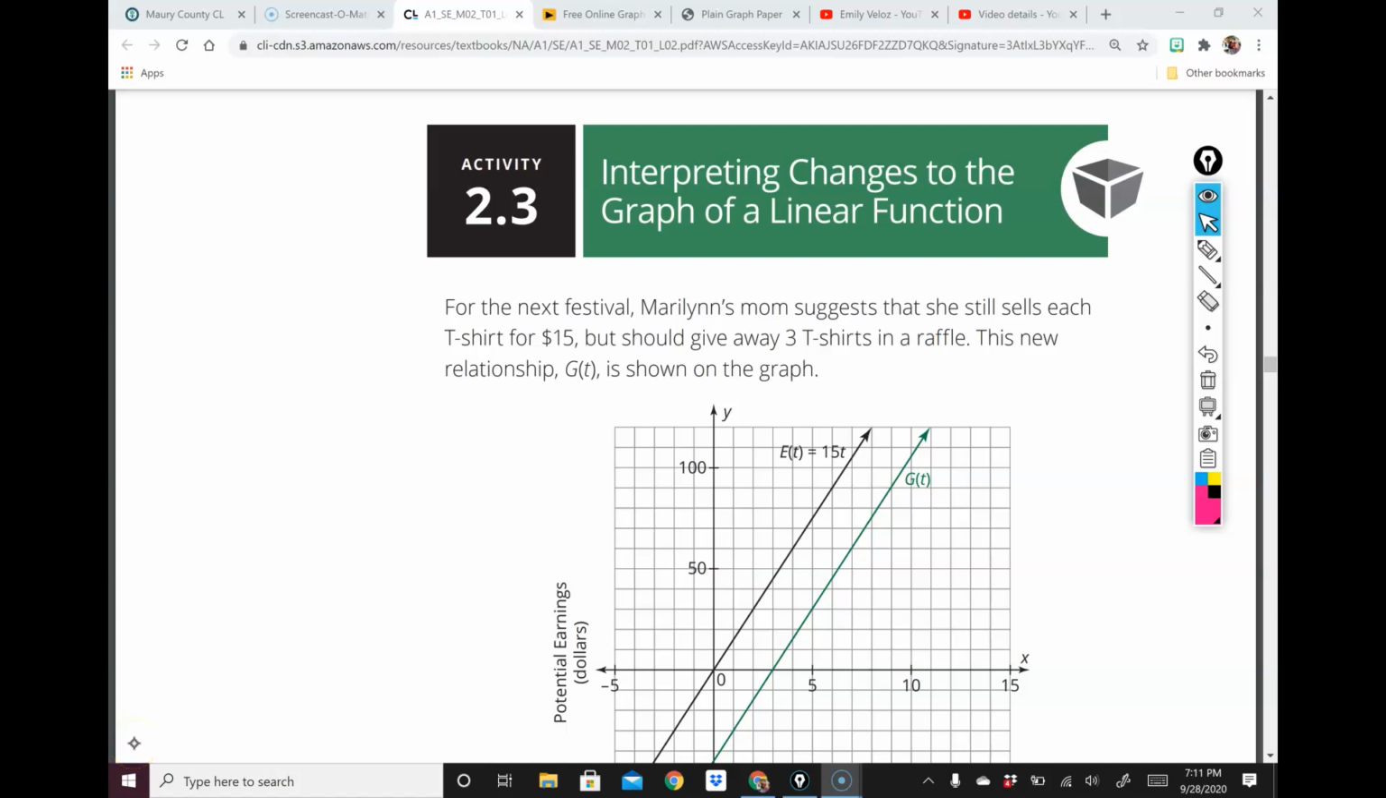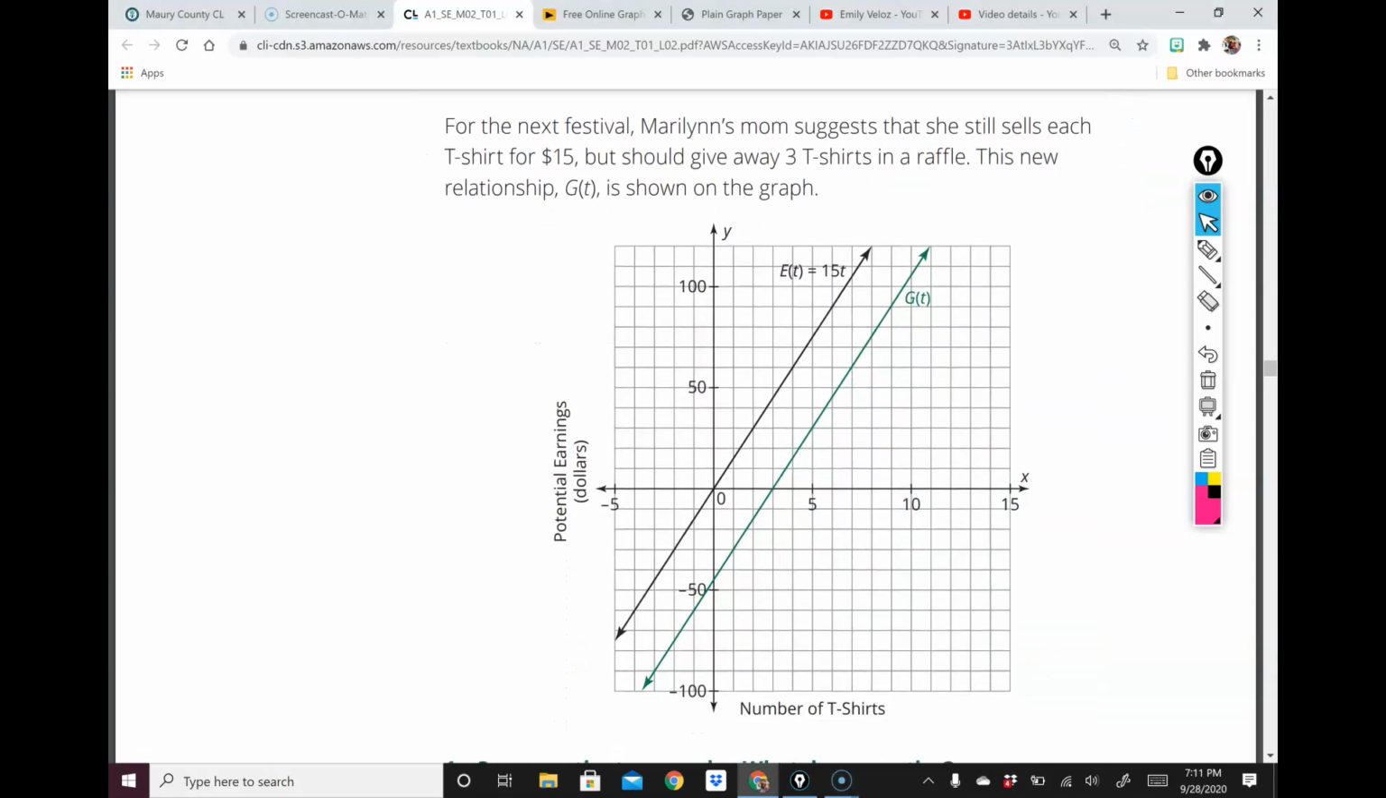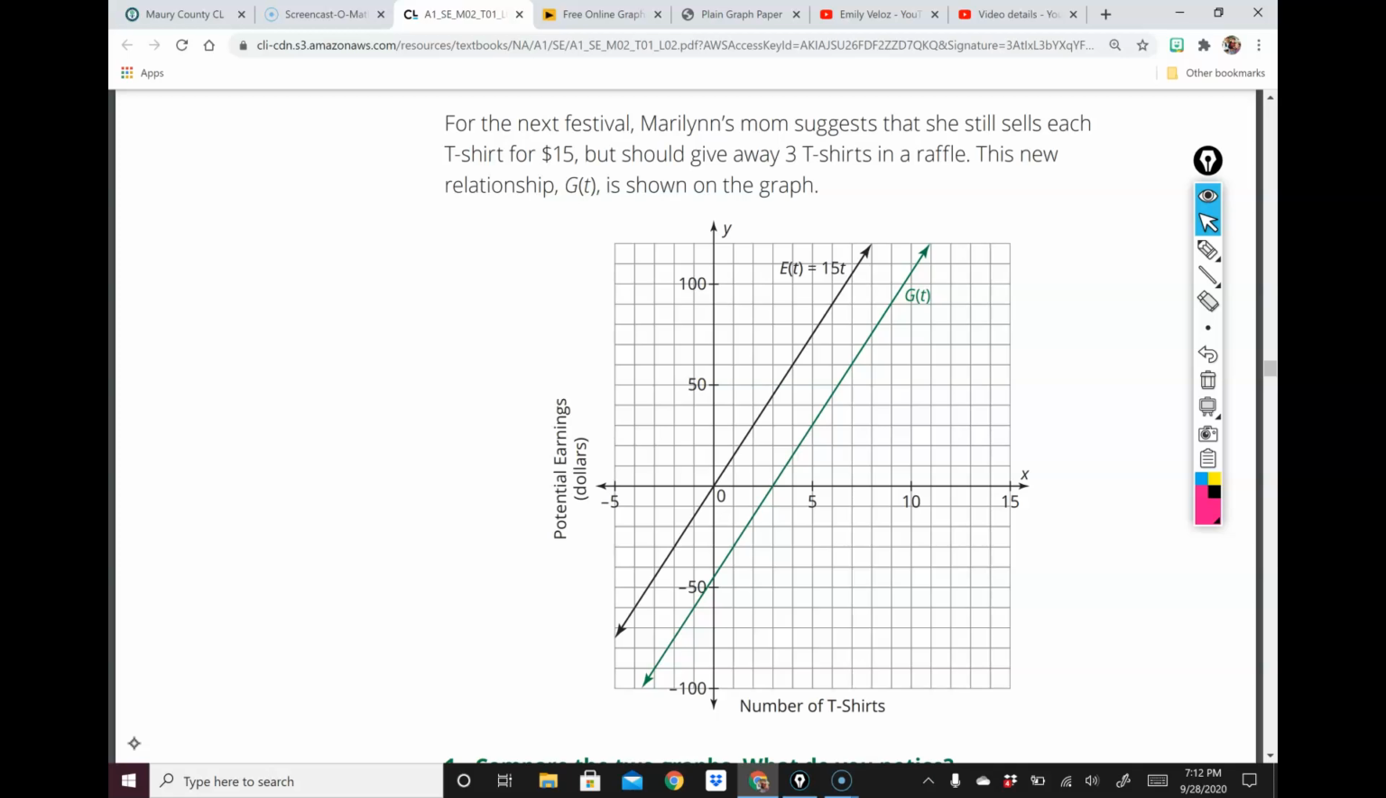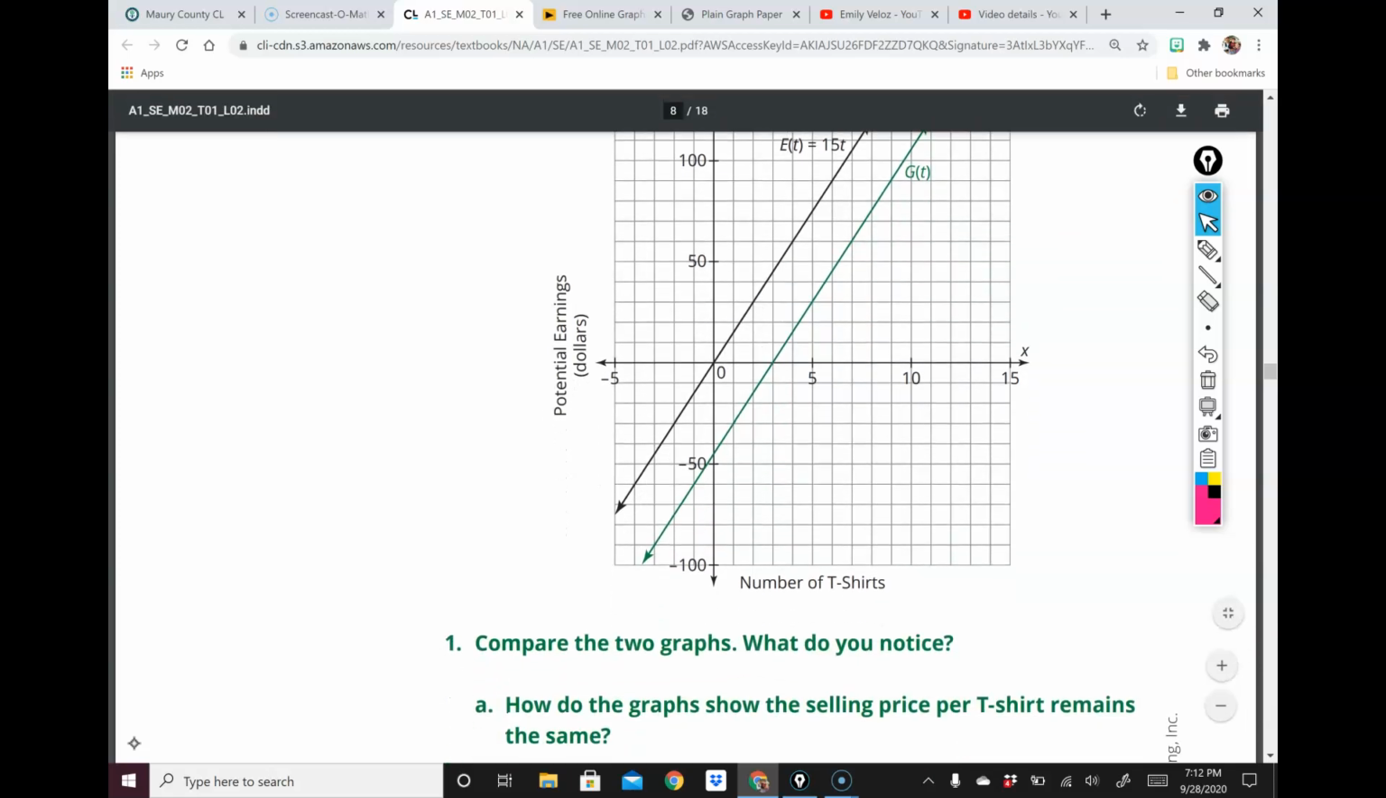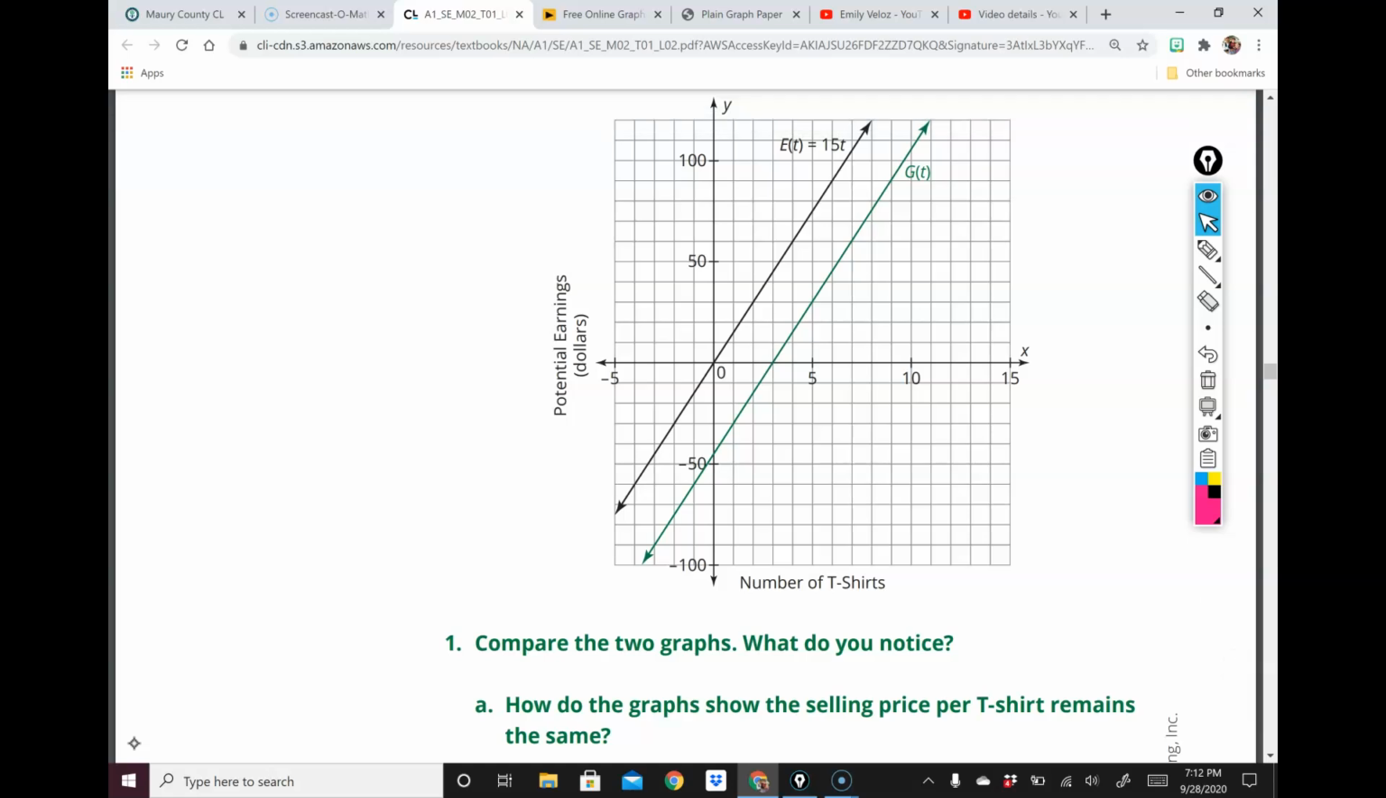Activity 2.3, Interpreting changes to the graph of a linear function. For the next festival, Marilyn's mom suggests that she still sells each t-shirt for $15, but should give away 3 t-shirts in a raffle. This new relationship, g of t, is shown on the graph. Compare the two graphs. What do you notice? How do the graphs show the selling price per t-shirt remains the same?